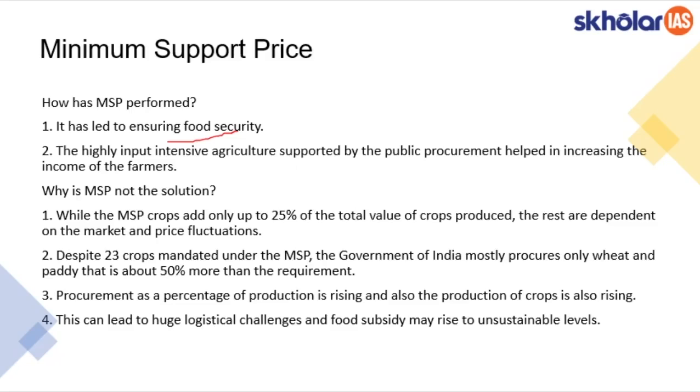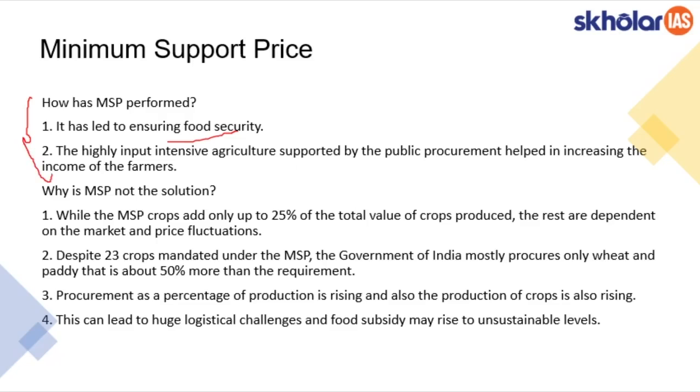And second is farmers' income. We know that Indian agriculture is highly input intensive, and only through public procurement that happens through MSP, farmers get an assured income. So this has actually happened, and this is how it has performed. MSP has performed, and it has been the reason for it to stay even.